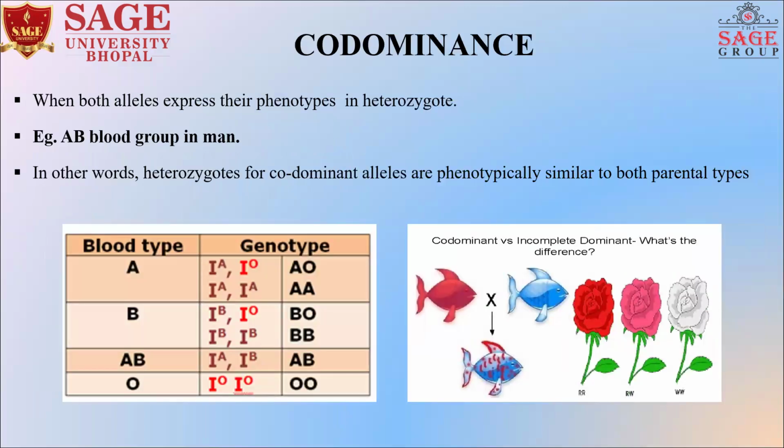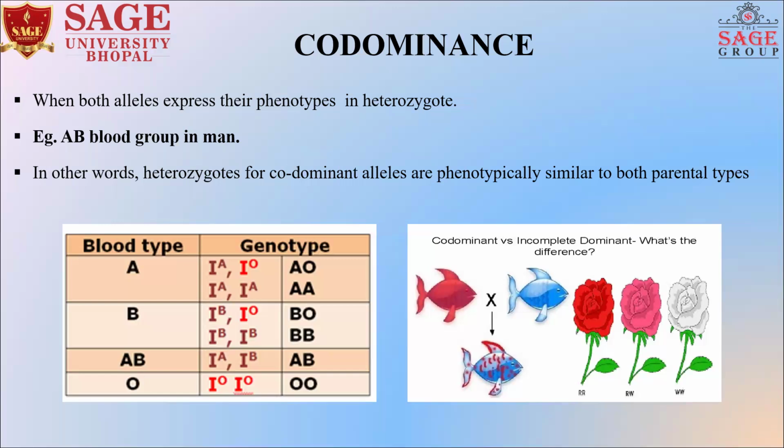In case of codominance, co means both and dominance means both are expressing their expressions. So when both the alleles express their phenotypes in heterozygotes, they are called codominance. The best example is the AB blood group in man. The man having the AB blood group has both the alleles, both the genes of A blood group as well as B blood group. That's why codominance. Both are expressing themselves, A blood group as well as B blood group. So in other words, heterozygotes for codominant alleles are phenotypically similar to both the parental phenotypes. So that is the codominance.